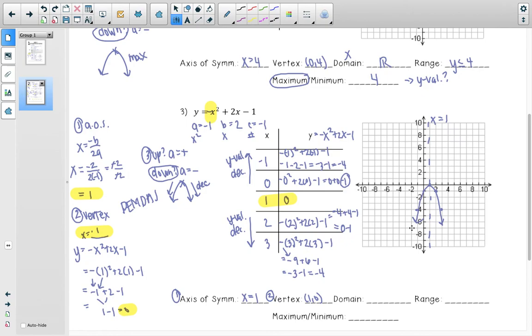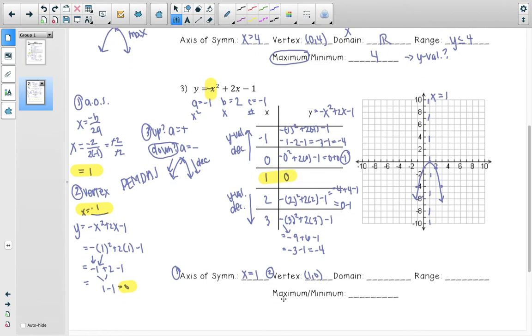Okay, so let's go over something. I'm going to keep going with max and min next, because that's what we kind of did in the last one. Does it have a max or min? Well, it has a max because it opens down. So it has a maximum, and that maximum y value is always the same as the vertex. And just to check, right here, the highest y value is 0.